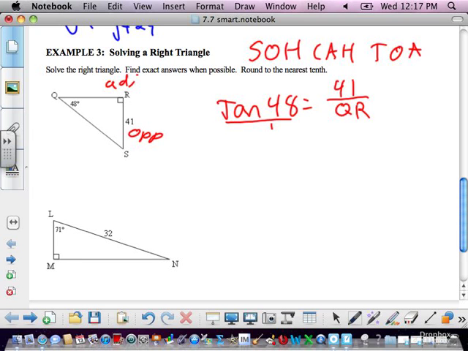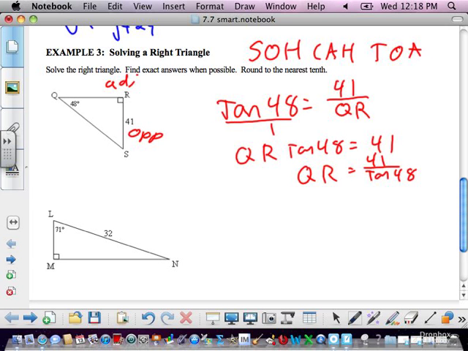So I cross multiply, and I get QR tan 48 equals 41, and I divide, and I get QR equals 41 over tan of 48. This is all review. We've done all of this many times. So we go 41 divided by tan, not inverse tan, regular tan, because I'm looking for a side, not an angle. And I plug in 48, and I get 36.9 is QR.